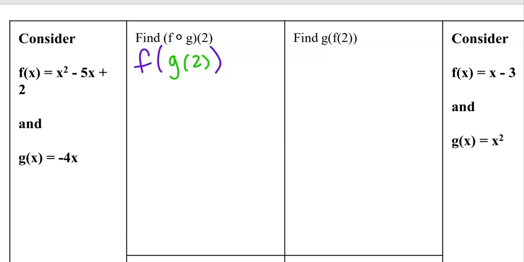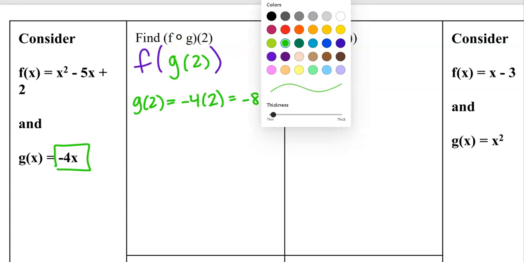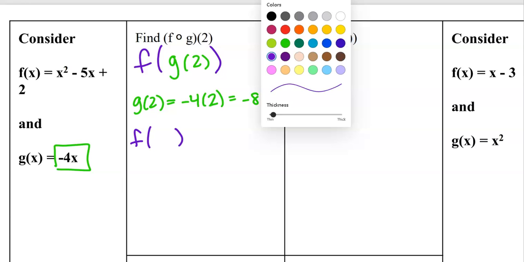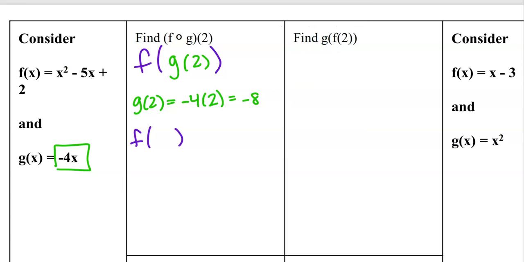So we're composing. First things first, G of 2. So we're using this function. I've replaced my X with the 2. Do we agree? So instead of saying negative 4X, we have negative 4 times 2, which is what? Negative 8. So since I know G of 2 is now negative 8, I can plug that value into our F function.